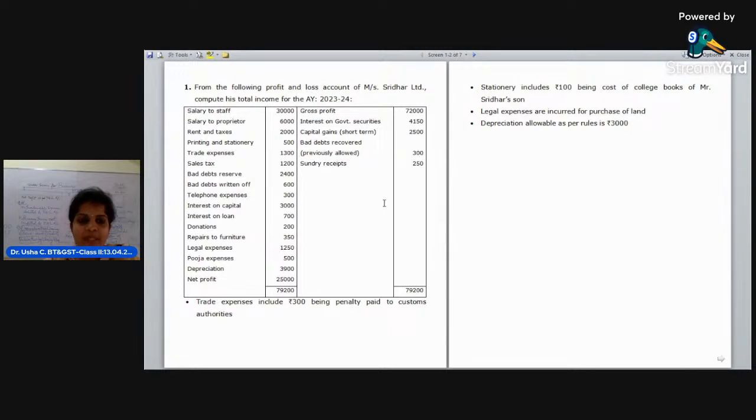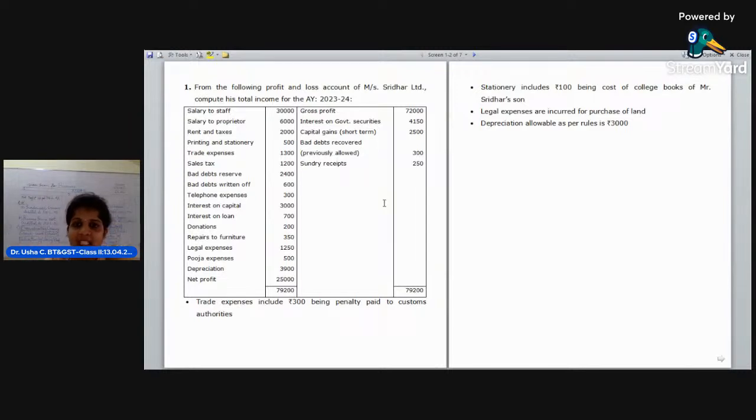So for customs authorities, they have paid this penalty. If it is any payment of customs duty, that is allowed, but payment of fines and penalty is not allowed. So it is an inadmissible expense. So under trade expenses, amount of 1,300, we have to add back 300 rupees, which is already deducted from the profit.